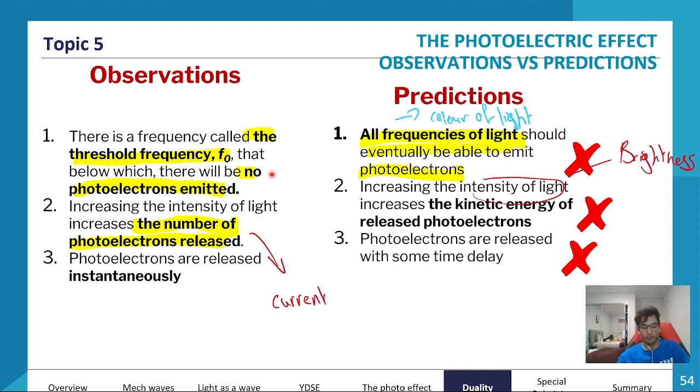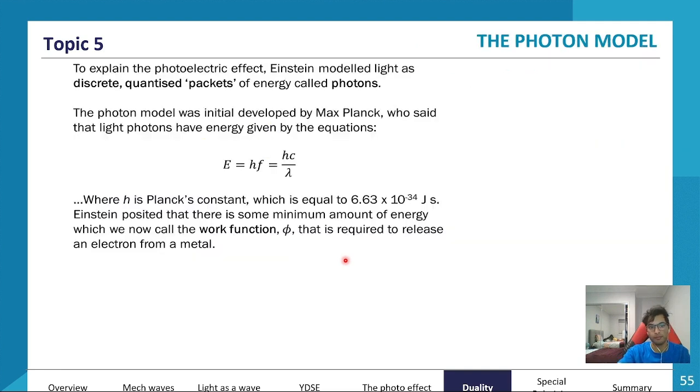And the last thing that was assumed was that there would be some time delay between turning on the light and actually seeing the photoelectrons. But in actuality, the photoelectrons were released instantly. These predictions were based off the wave model of light. According to the wave model, all frequencies of light should have been able to emit photoelectrons. Again, these predictions are from the wave model. I'll have to go through these a bit quickly just because of time.